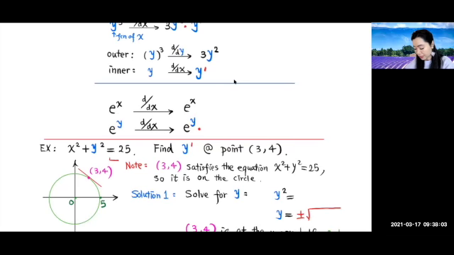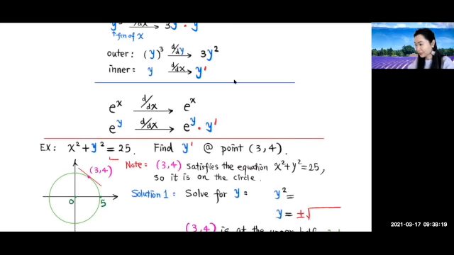Okay. So by the chain rule, we have to multiply this by the derivative of this inner function, which is y prime. So times y prime. So we practice on this. Now you guys will be ready to move on to this new topic.